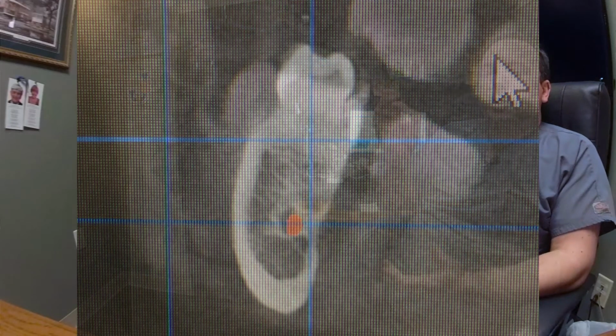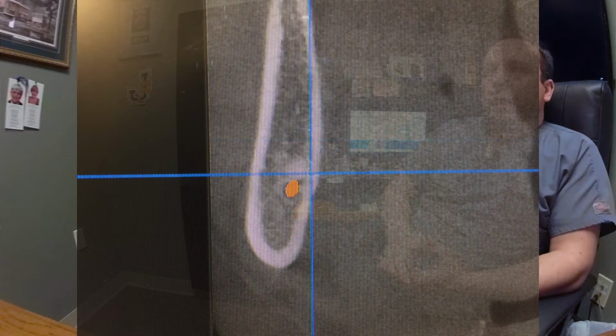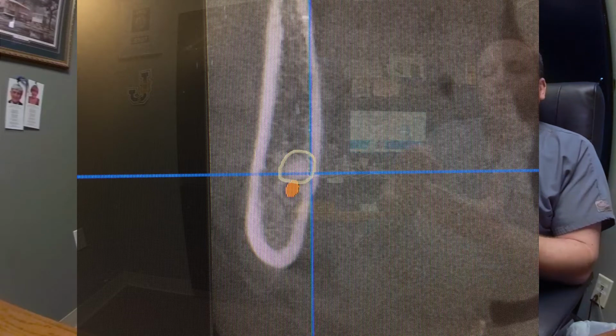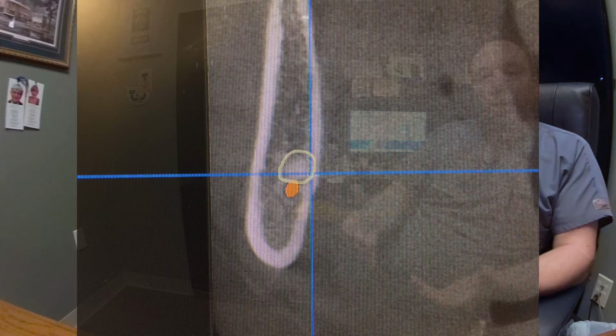So we took the scan, and this is what we saw. Now that little red dot is the nerve, and this little white spot, I might circle it here for you in white, is where the tip of the tooth is. And as you can see, those two spots are actually touching. So if this tooth is extracted, the nerve potentially could be damaged.